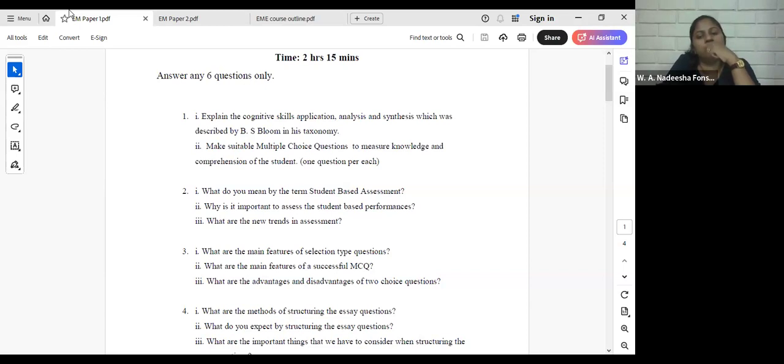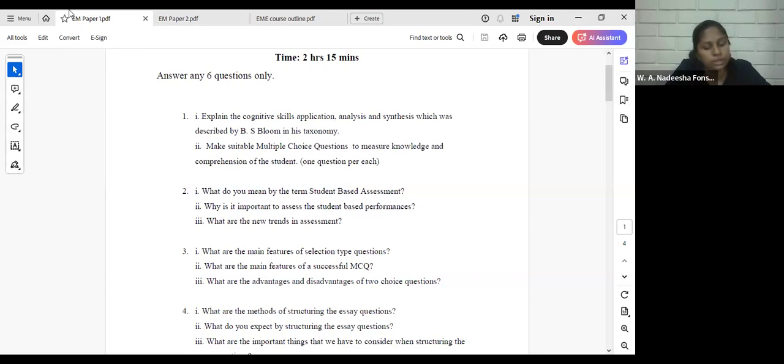How do you define student-based assessment? Define means how do you explain? There we have to give a particular task within a given time period. They have to complete that task. Within that task, we have to give them clear instructions in order to measure their psychomotor skills.